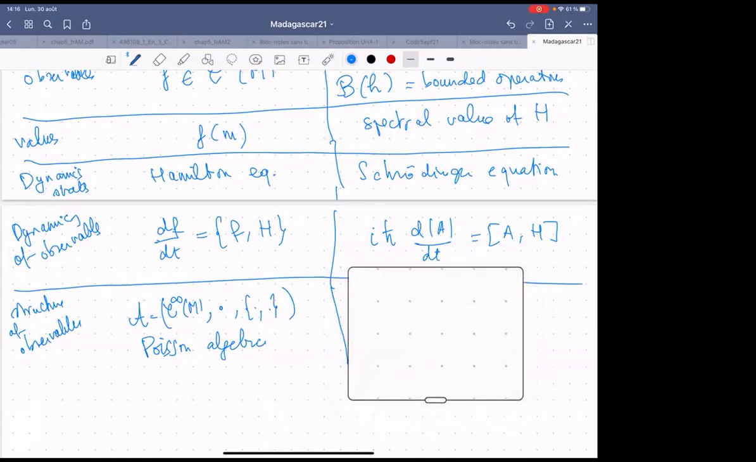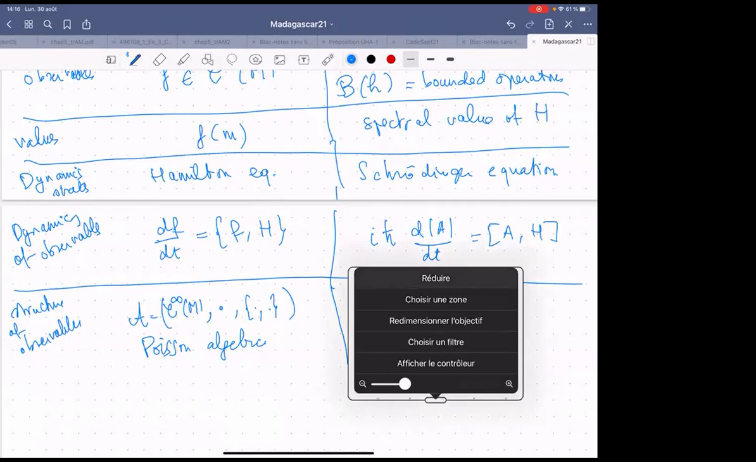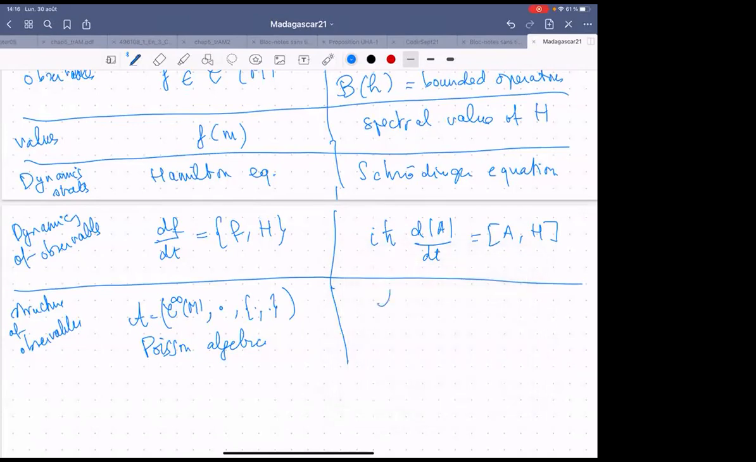And for quantum mechanics, we have this set of bounded operators on the Hilbert space H, and this carries a structure of non-commutative associative algebra.